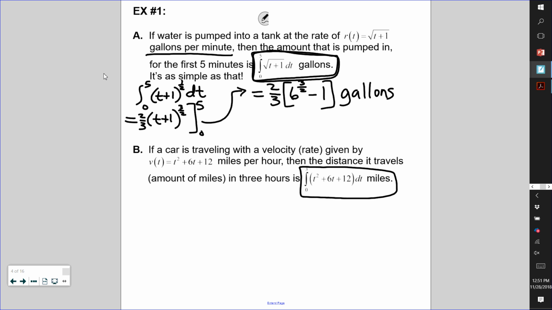So again, if I want to find the total distance traveled in 3 hours, then I'm going to integrate that. So I need the integral from 0 to 3. We're going to go ahead and do it. So I'm going to write it down.